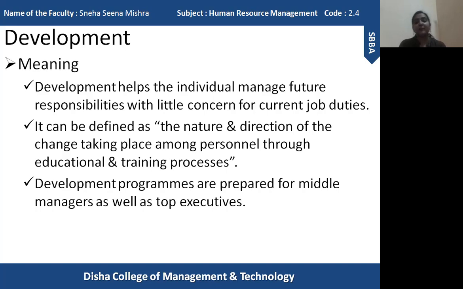Okay. So development programs are specifically prepared for middle and higher level executives, because training is meant for a specific purpose, but developmental programs actually help a candidate to learn something more, not specific to a job, but it helps in improvement. It increases the managerial skills, the capability, and improves various other factors of a person. And this is specifically used for middle and top executives. Okay. So this is the basic meaning of development.